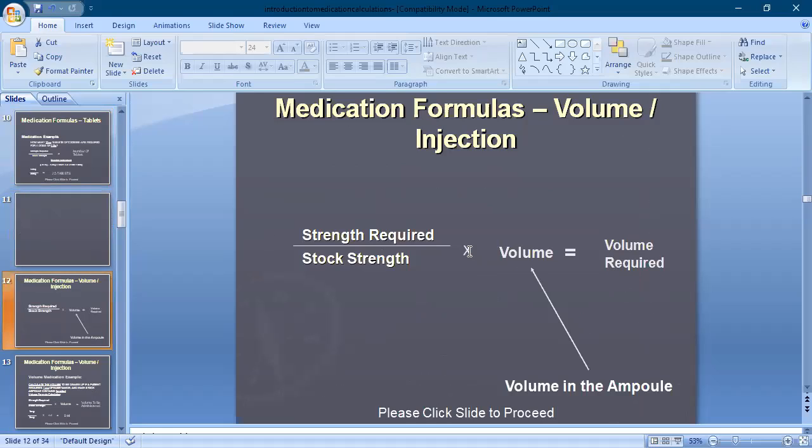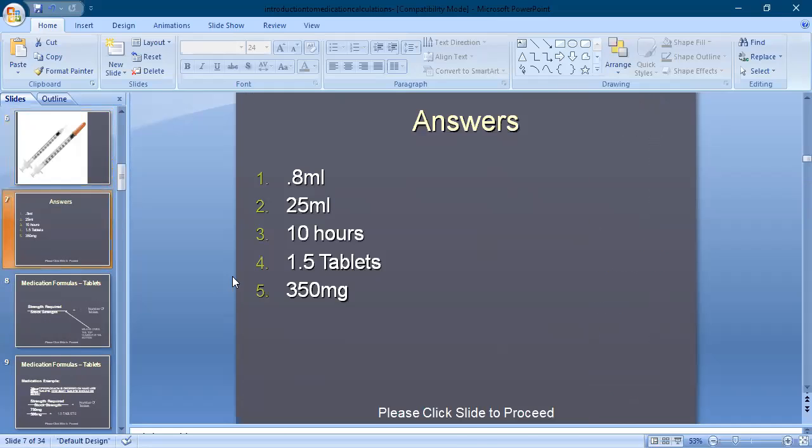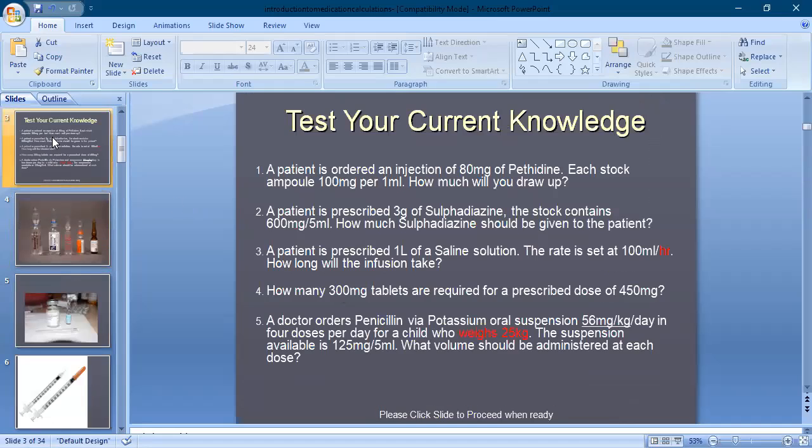Volume equals the prescribed strength, 3000, divided by the medication in your hand, 600, multiplied by 5 ml. Okay, so when you go through it like this, it is 25 ml. 25 ml. So go to the next one.